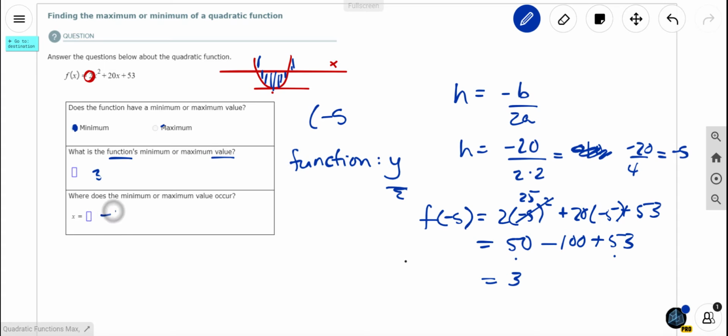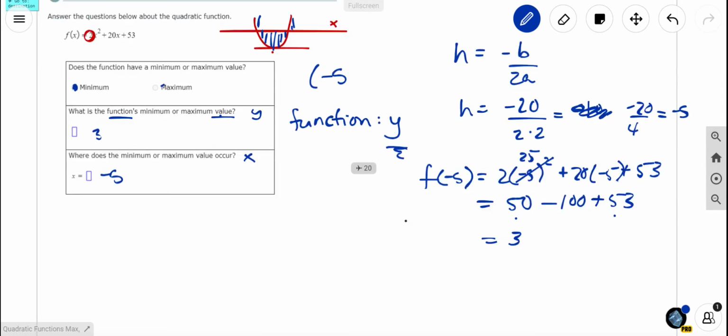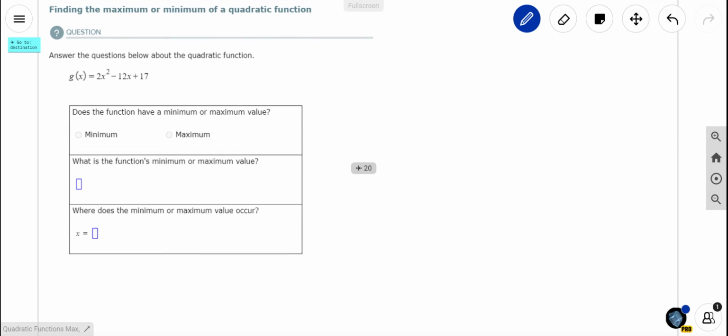Where does the minimum or maximum value occur? Now they're asking for x. When they're asking you where it occurs, that's going to be x. When they're asking you for the function's value, that is your y. Okay, next. Let's do another one. Again, this is going to be cup up.